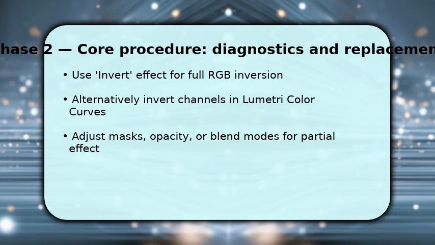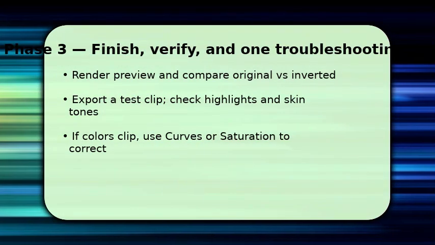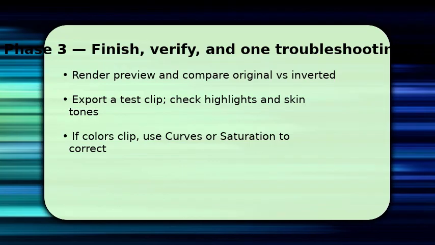You finalize by rendering a preview and toggling the effect on and off to confirm the intended result. This checks motion artifacts and color shifts. Export a short test segment at full quality to inspect highlights and skin tones. These often reveal issues you miss in the timeline.